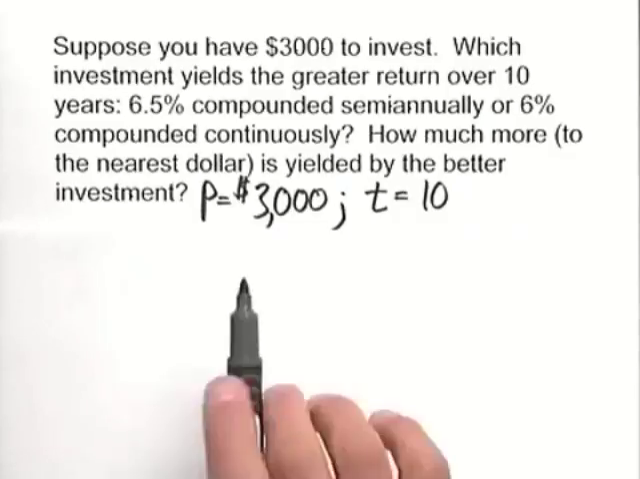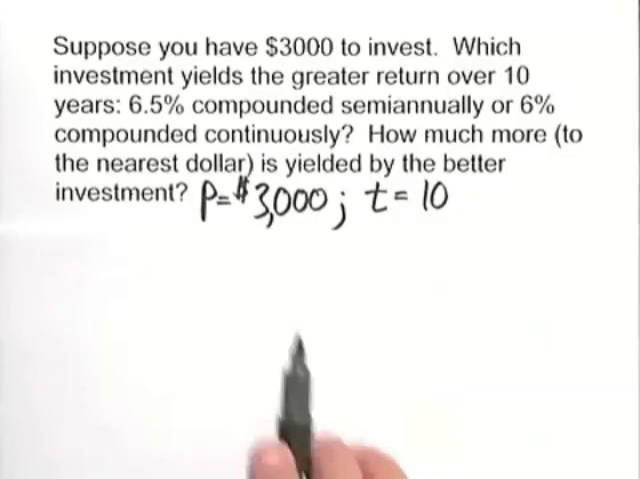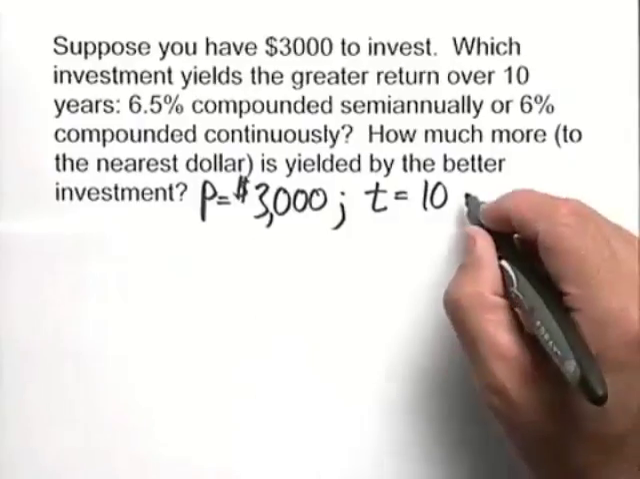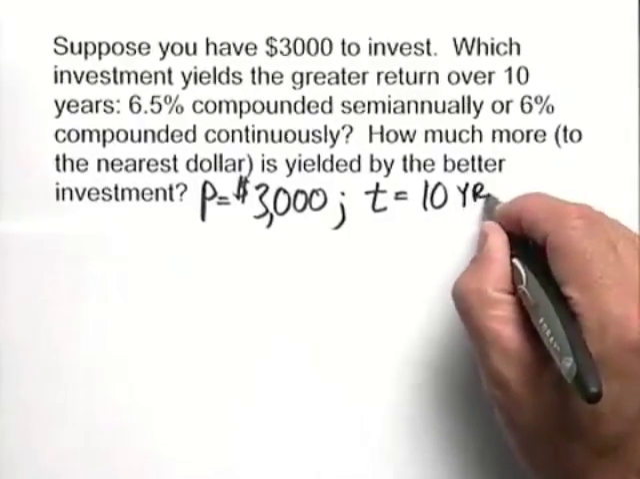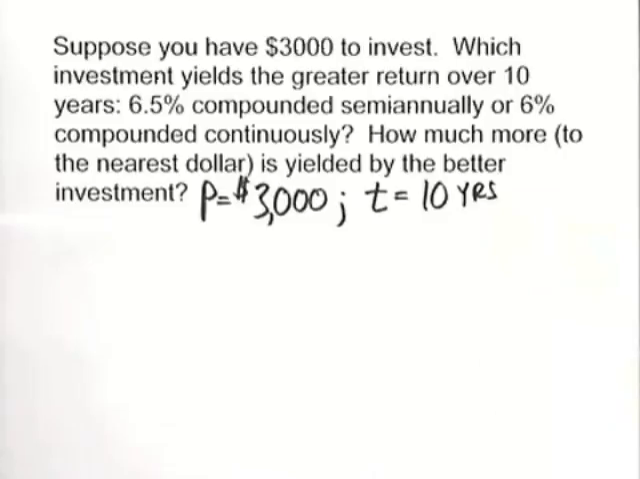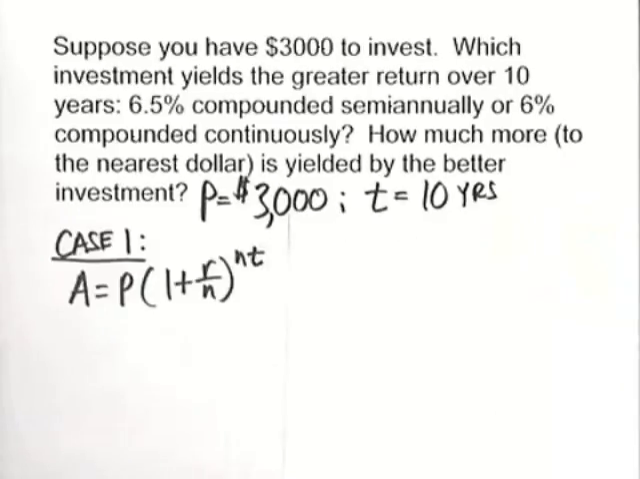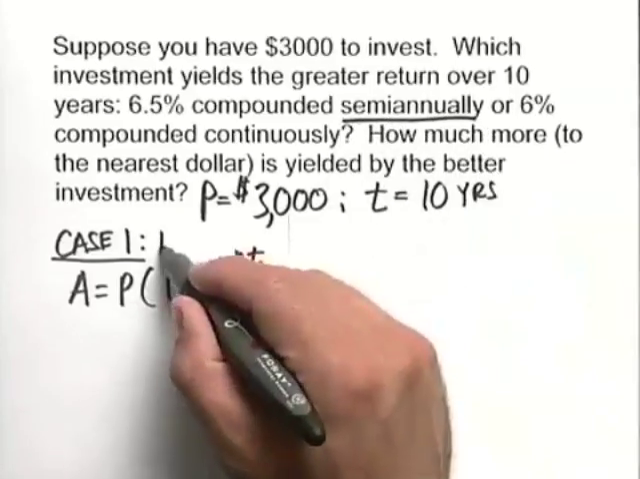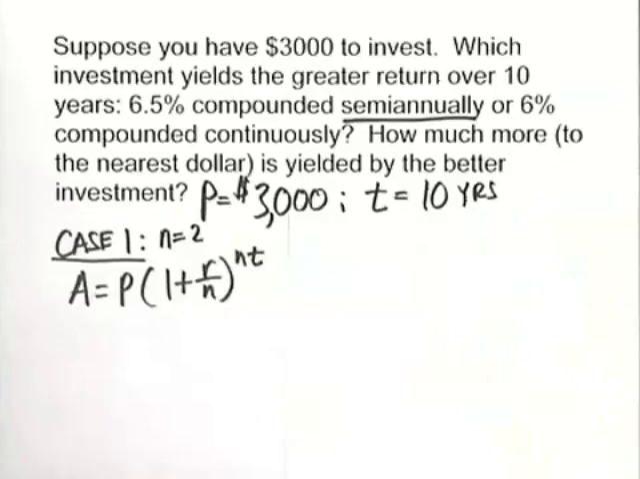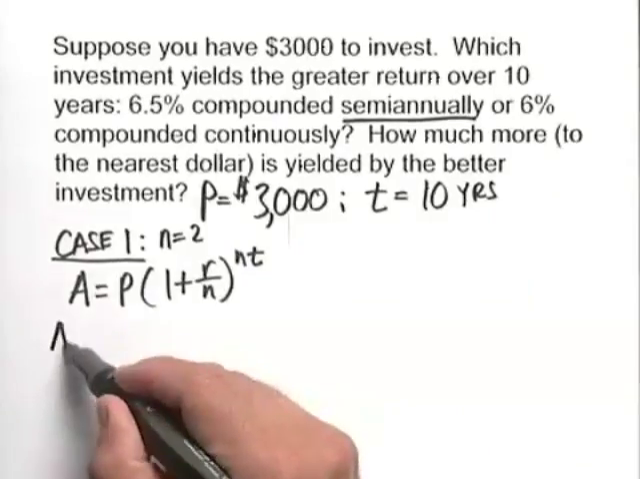Well, in this case, our principal P is $3,000. That's what we have to invest, and we're going to be investing that money over 10 years. Now, the first case, case 1, is 6.5% compounded semi-annually. All right? So here's our formula for compound interest. The thing we have to know is that when we're compounding semi-annually, n is equal to 2. So we'll plug all our information in here.